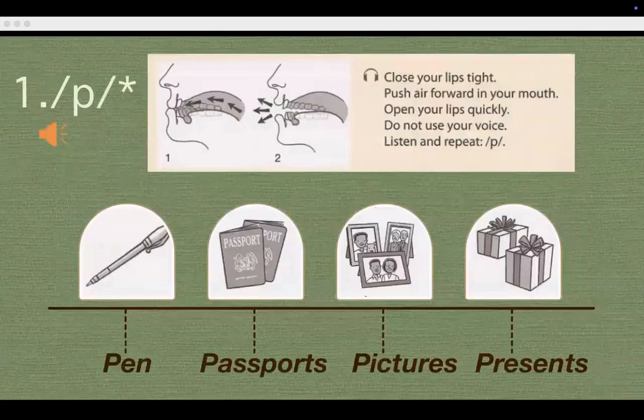Okay, so we go with the first consonant sound. It is a voiceless consonant sound. Okay, so we have the p consonant sound. So to practice the p sound, you need to close your lips tight and put air forward into your mouth. Open your lips quickly. Do not use your voice. Okay, so now you listen and repeat. Listen to the sound in the words below.